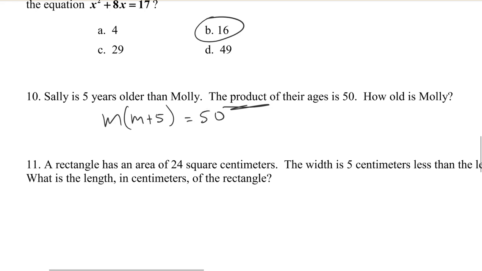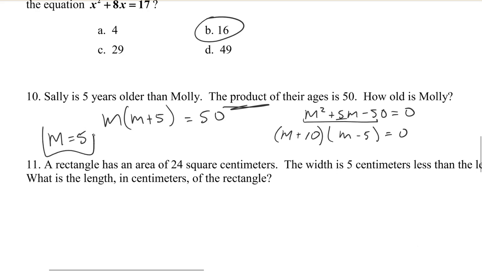So that's m squared plus 5m equals 50, or minus 50 equals 0. And now we can factor this. So if we factor this, factors of -50 that add to 5 would be 10. So m plus 10 and m minus 5 equals 0. So m equals 5. And Sally would be 10 then.